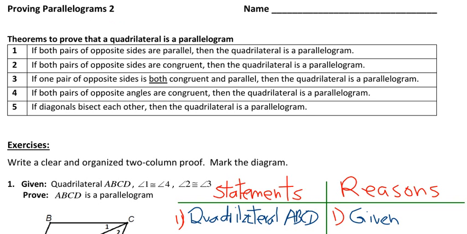The first one requires both pairs of opposite sides to be parallel in order for the quadrilateral to be a parallelogram. The number 2 requires both pairs of opposite sides congruent in order to be a parallelogram. Number 3 requires one pair of opposite sides that is both congruent and parallel. Number 4 requires both pairs of opposite angles congruent. And number 5 requires diagonals bisecting each other.